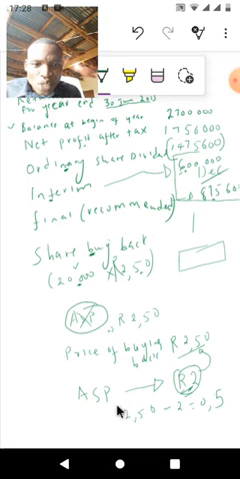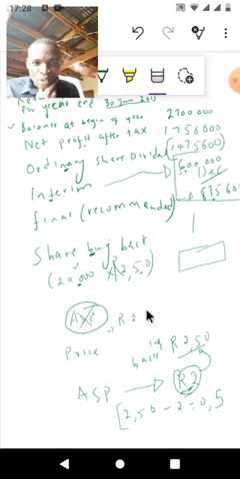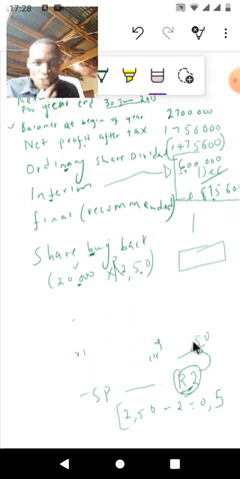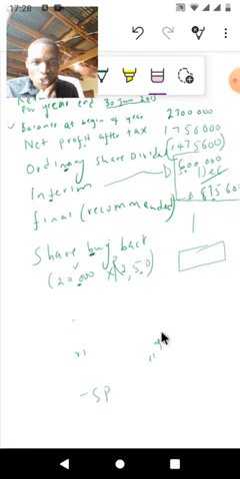This is accounting, guys. This is accounting. I wish you understand this one. I want to talk a bit about share buyback. Let me not rush, because I have to teach you guys. I have to show you how these things are done. You have to get them.